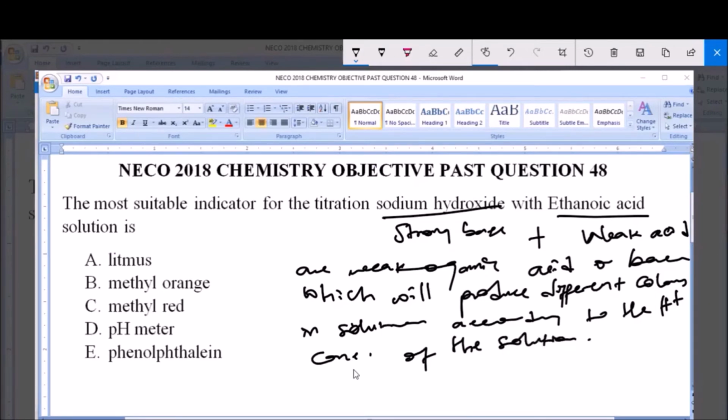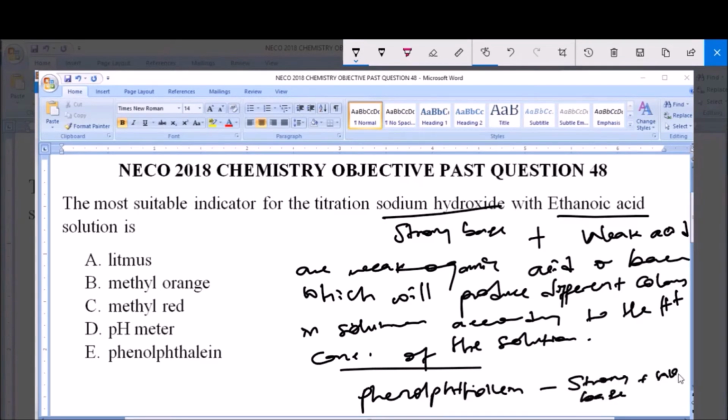So now, depending on the hydrogen ion concentration of the solution, and like I said, the question given to us is about a strong base and a weak acid. The suitable indicator to be used when titrating a strong base against a weak acid is phenolphthalein. So phenolphthalein is used for a strong base and a weak acid, and that is option E.